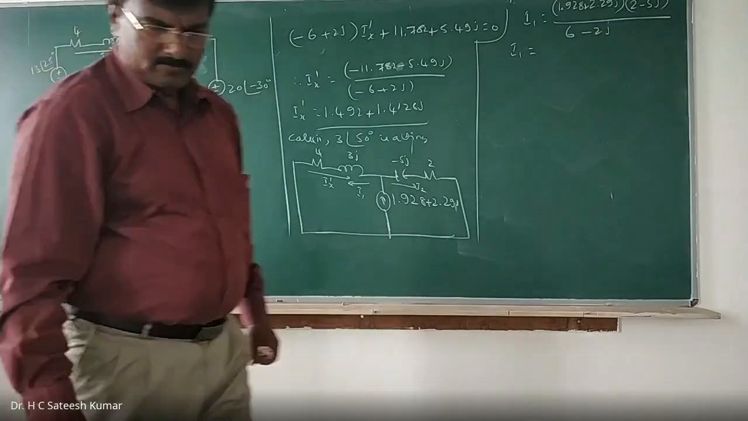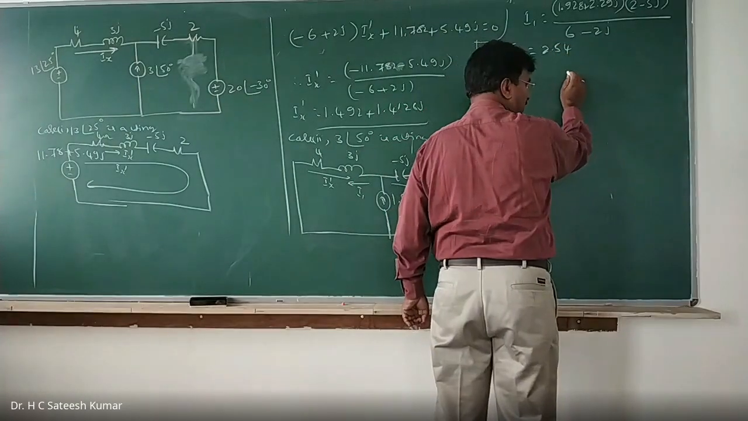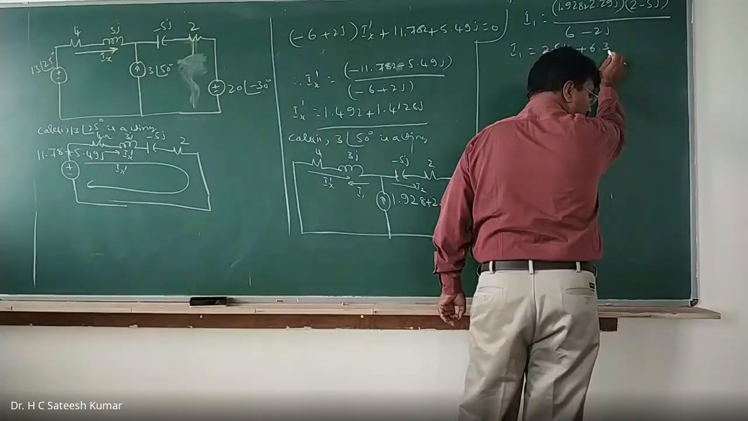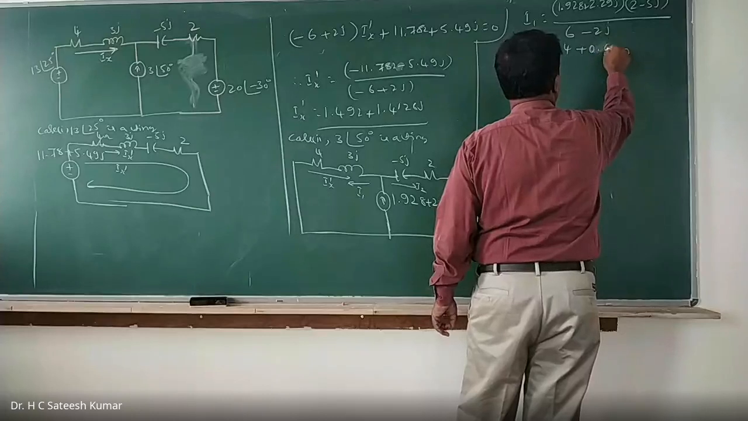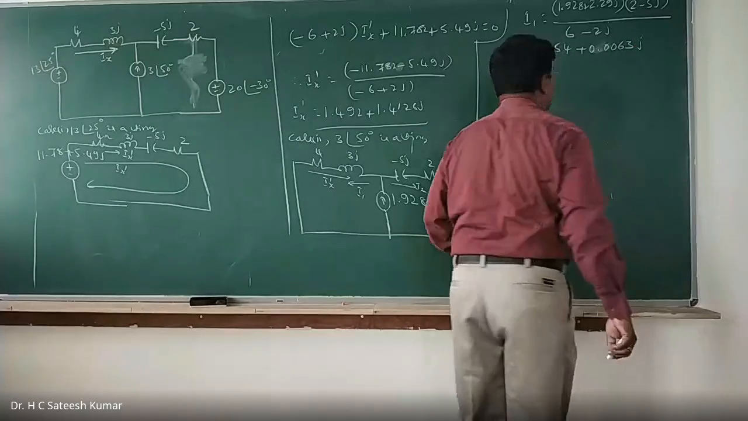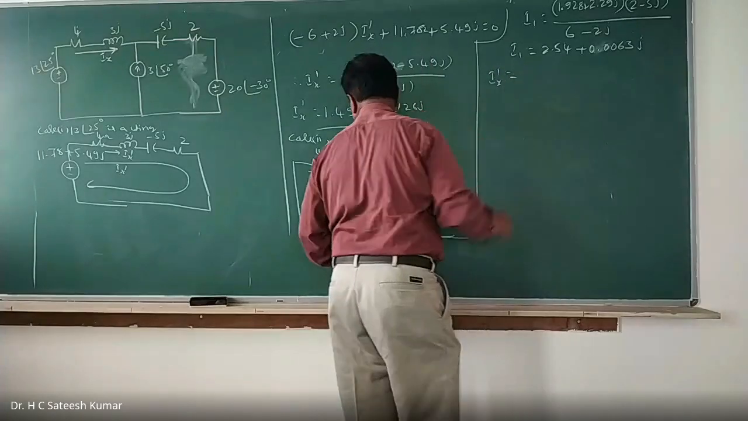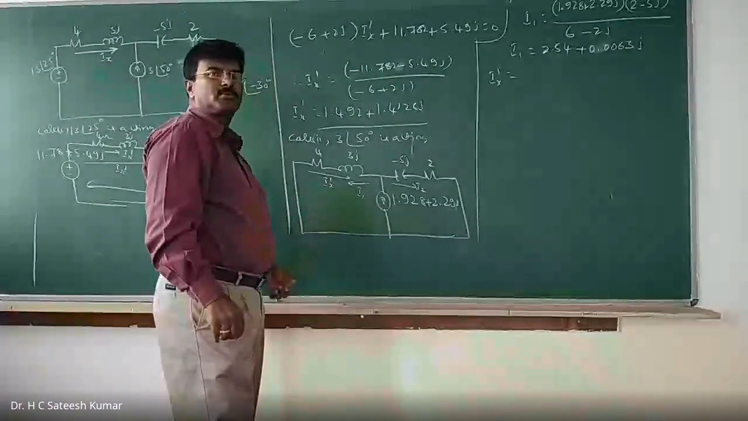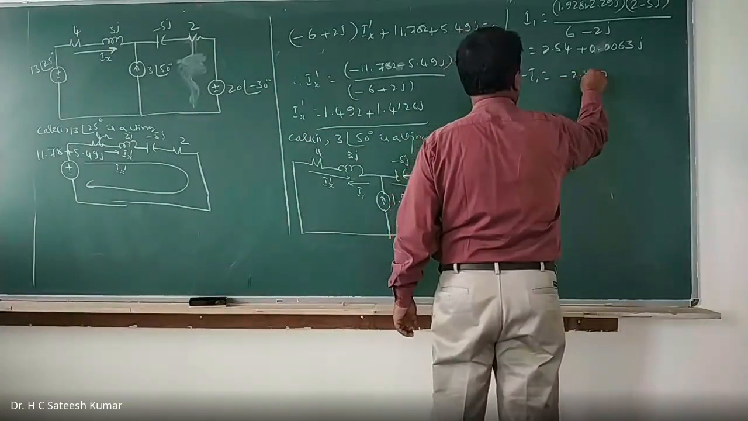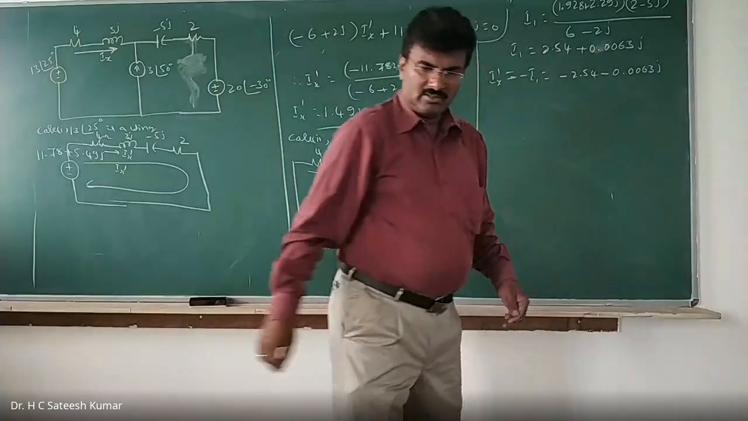2.54, plus 6.3 into 10 power minus 3, 0.006j. Okay? I1. So therefore, Ix dash, the direction you should consider: Ix dash is this one, I1 is in the opposite. Therefore, we should take minus I1, which is equal to minus 2.54 minus 0.0063j. Anyhow, check it out.